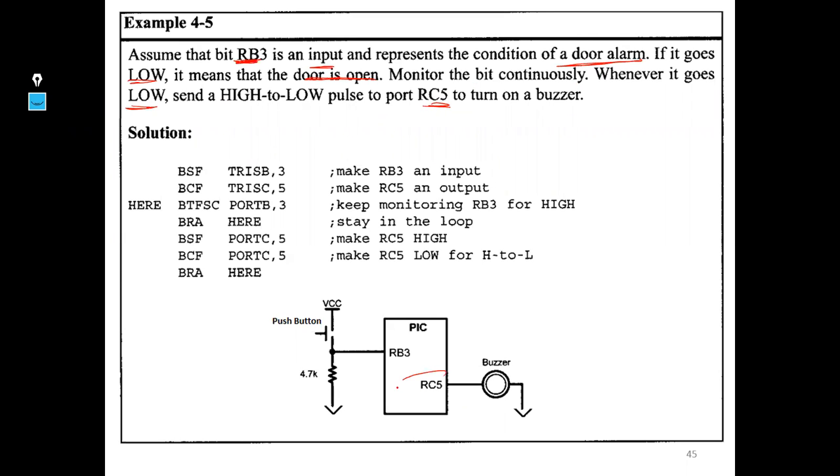So what do we have on RC5? We have a buzzer. So we have to write a program so that when the door is open, we ask the buzzer to make a beep. If you send this pulse to the buzzer, the buzzer will make a beep. So same idea, we have to continuously check RB3. B3 should be input. C5 should be output. So this is for the input-output configuration.